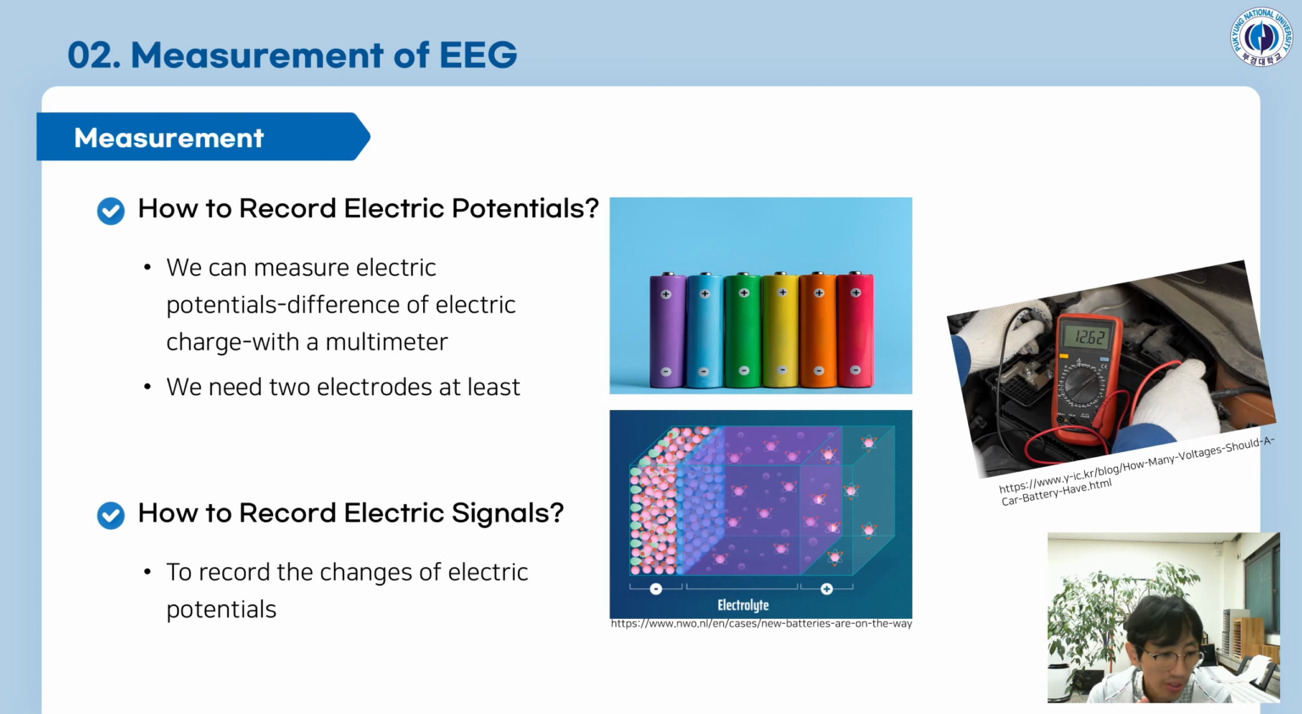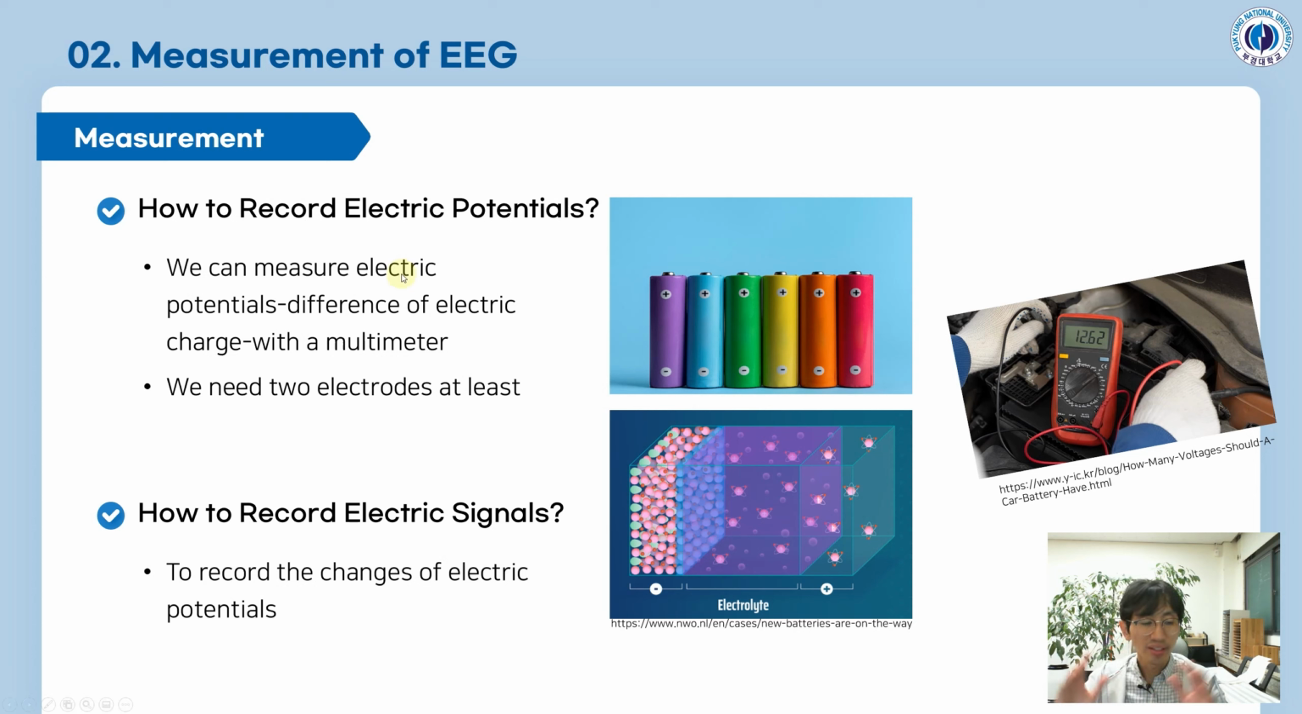So it is okay, but here I want to emphasize that we need two electrodes to measure the difference of electric charges between two spots. If I use just one electrode, then I cannot measure anything. Okay.